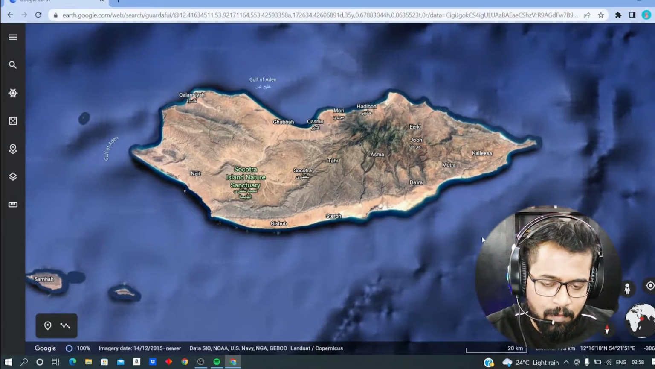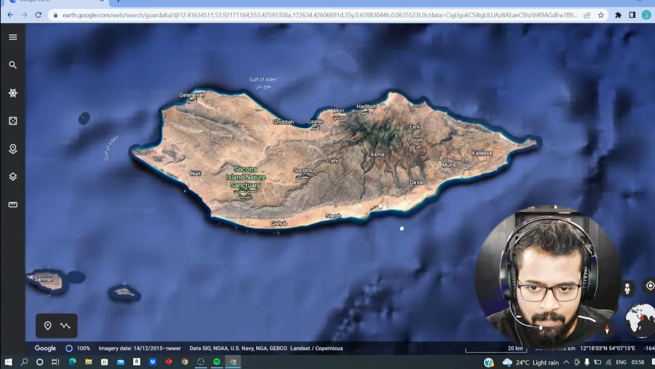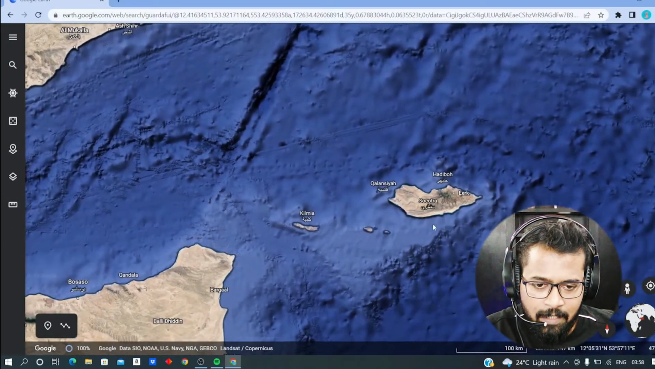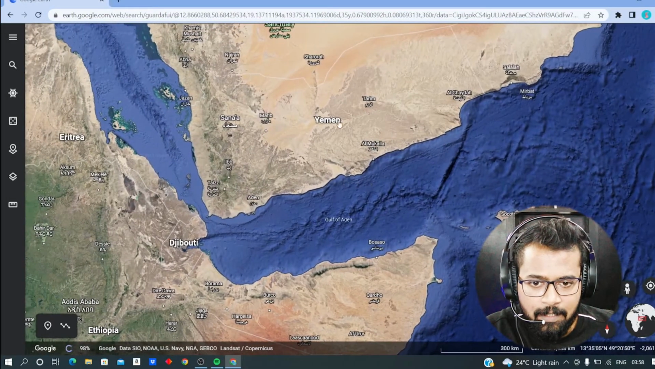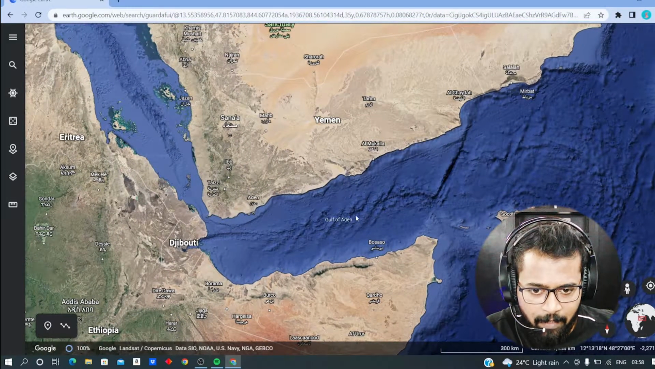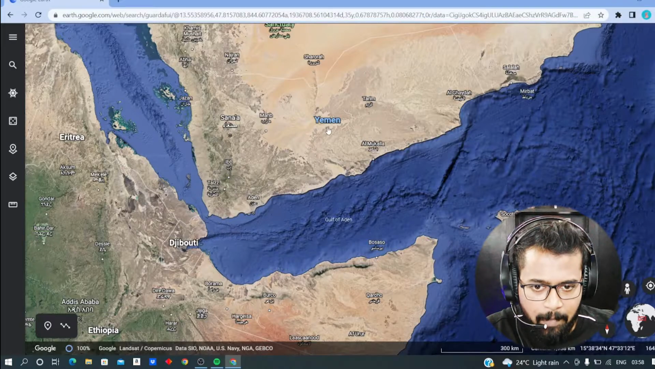Socotra is one of the most beautiful islands in the world. It is located in Gulf of Aden and it is part of the country Yemen. So here is Gulf of Aden and country Yemen. Socotra is part of Yemen.